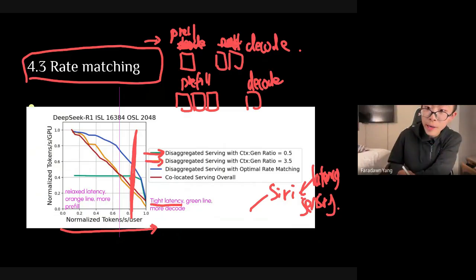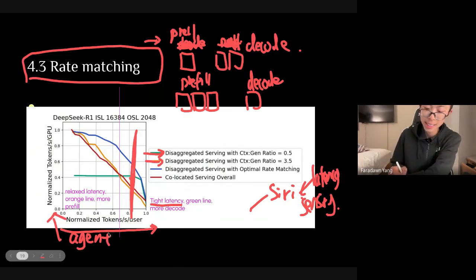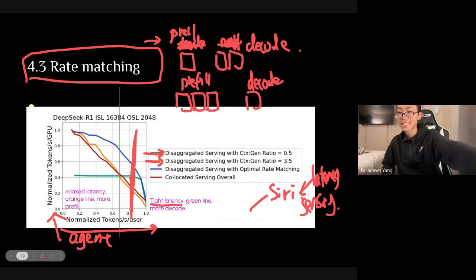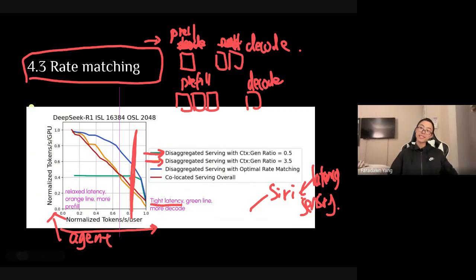On the other spectrum, say if you are to design an agent, then the latency isn't that sensitive. You can let it spin in the background for 30 seconds or 1 hour. But it needs to process a lot of input, right? The input length is long.